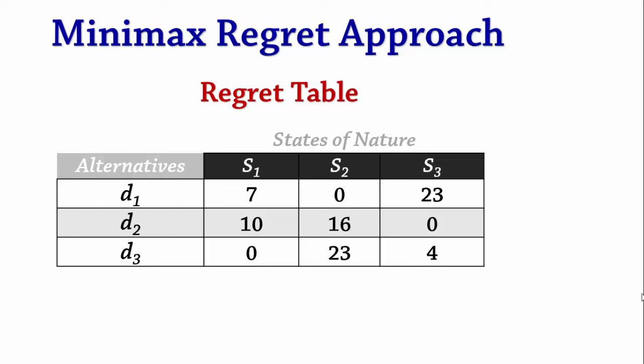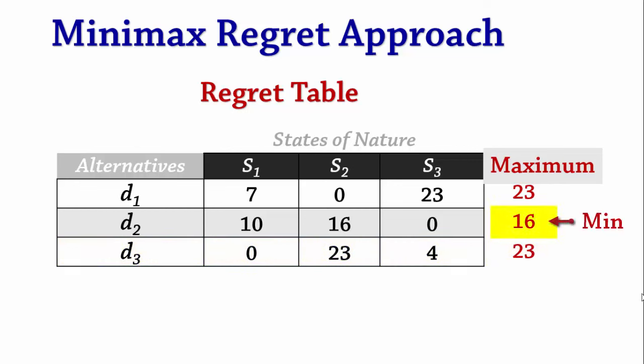Note that after the regrets are calculated, the approach for determining the best alternative is exactly the same for profit and cost problems. Since the decision is to be made on Minimax Regret, we first determine the maximum regret for each alternative and then choose the minimum. For D1, the maximum regret is 23. For D2, the maximum is 16. For D3, the maximum is 23. The minimum of these maximum regrets is 16. Therefore, the Minimax Regret decision is to choose D2.